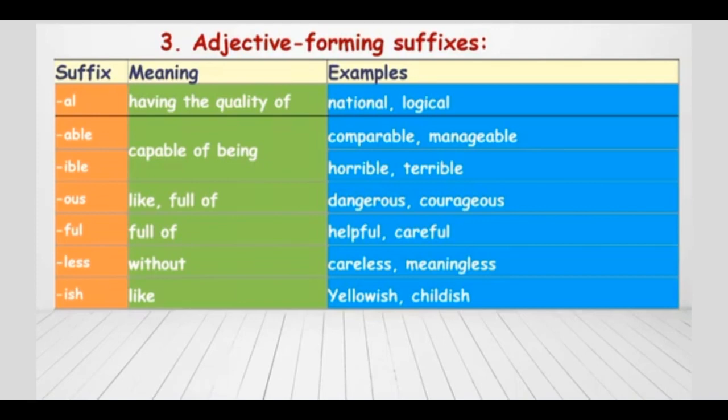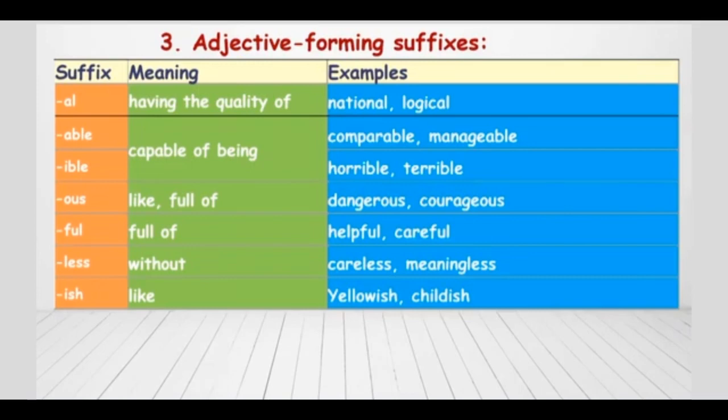OUS, the meaning, like or full of. Example, say dangerous. The noun is danger. The adjective is dangerous. Notice dangerous ends in O-U-S. Courageous ends in O-U-S. Say courage, courageous.